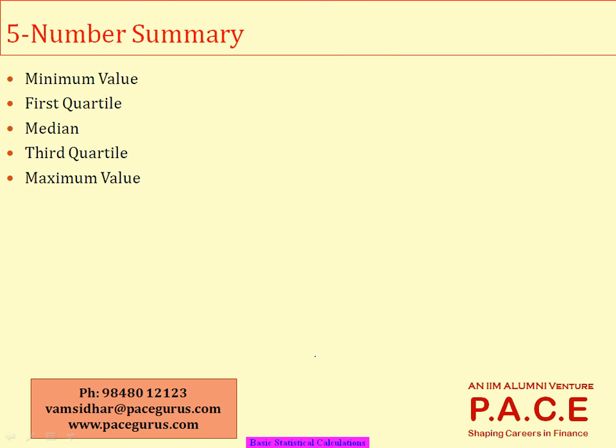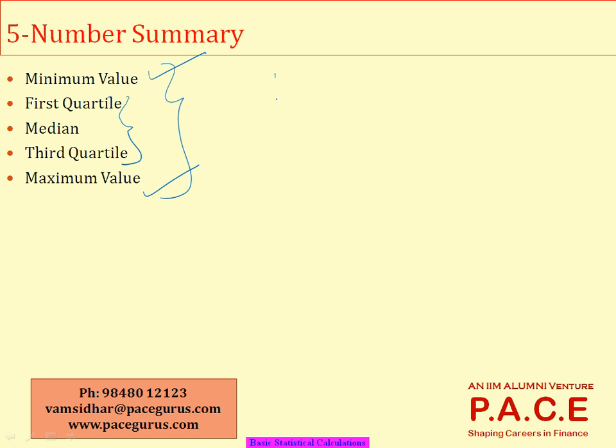One more thing about the presentation of data is what we call a 5-number summary, wherein for each data set we compute these five. The first and the last are quite easy: the minimum and the maximum value. Then we compute the first quartile, the second quartile, which is the median, and the third quartile.